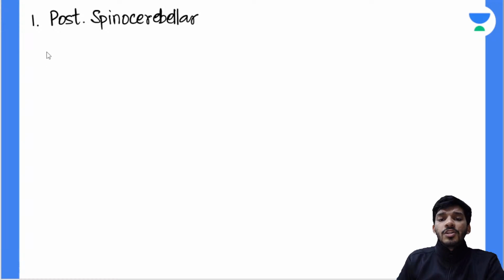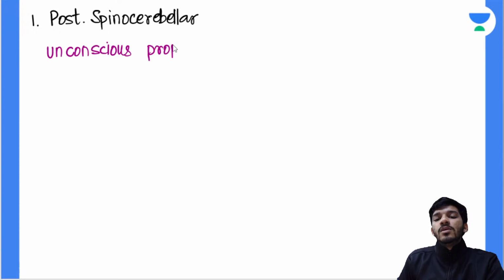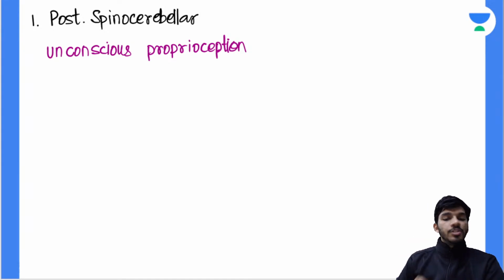So all the unconscious proprioception is going to be carried through the posterior spinocerebellar tract. Remember, the conscious proprioception was going through the dorsal column or the posterior column, but the unconscious proprioception is going to go through the posterior spinocerebellar tract. Where will the input be coming from? It will be coming from the muscle spindles, the Golgi tendon organs, and the joint receptors. The input is the same.